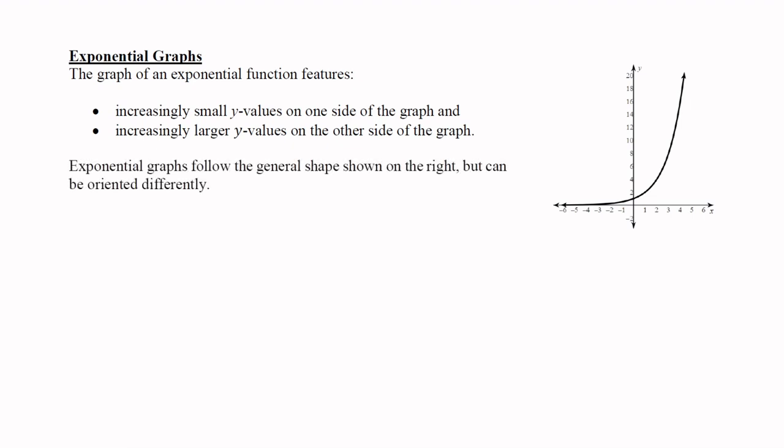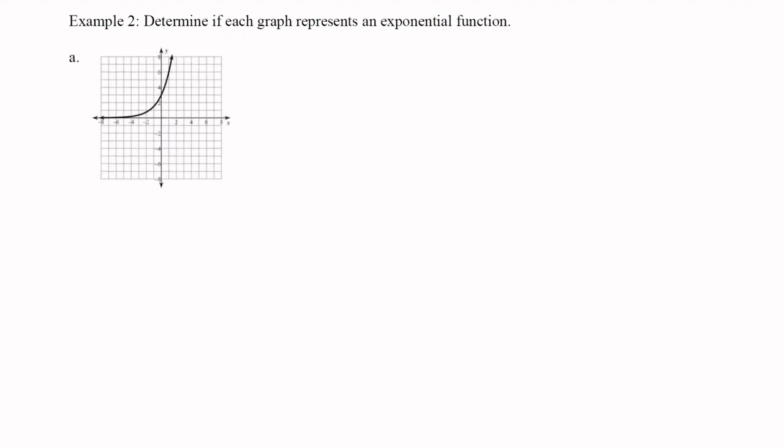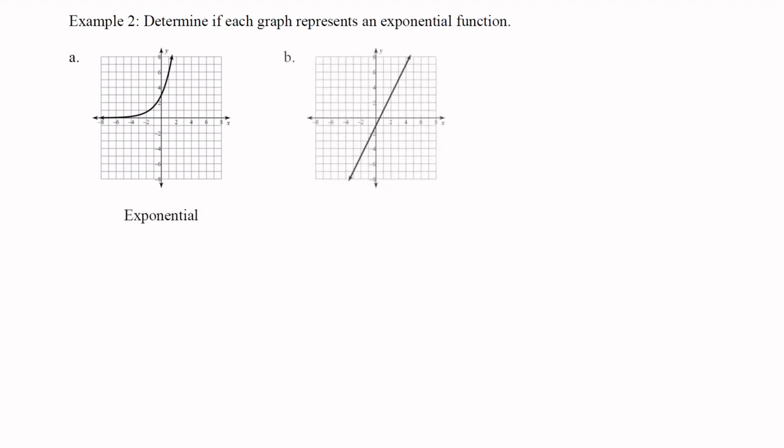Exponential graphs follow the same general shape shown here, but can be oriented differently. It could be flipped, either horizontally or vertically, or both, but it would still be an exponential function. So let's determine if each graph represents an exponential function. A has that shape where we're increasing on the right side, but we're getting smaller on the left, so we are exponential here.